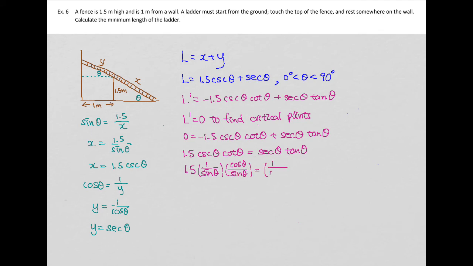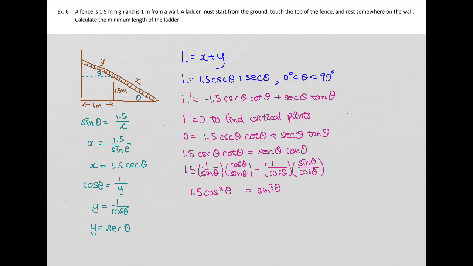Secant theta is 1 over cosine theta. And tangent is sine theta over cosine theta. And then we're going to cross multiply. Then we're going to get 1.5 cos cube theta equals sine cube theta. Because the domain for theta is between 0 degree to 90 degrees, therefore cosine theta will never be 0 because theta is never 90 degrees.